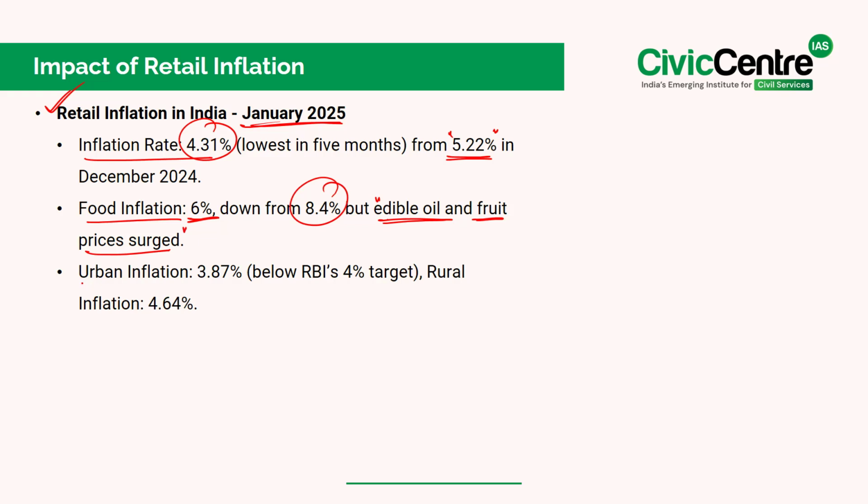And at the same time, when comparing the regional inflation figures, urban inflation fell to 3.87%, which is below the Reserve Bank of India's 4% target. In contrast, rural inflation stood at 4.64%, and although this is lower than December's 5.8%, it still remains above the median inflation target, signaling that rural consumers continue to experience greater price pressures.